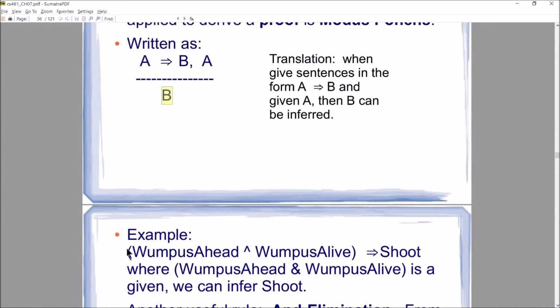Let's say this was our A: Wumpus ahead, and there's a wumpus alive. So we're given that. Okay, so let's say that's true.